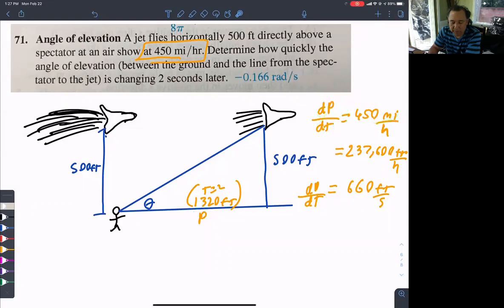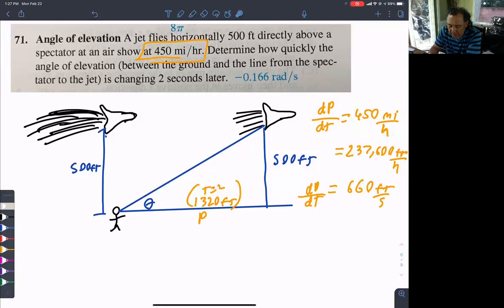But here is the problem. This is given in feet. If that's feet and that's miles, things aren't going to work out right. And so that's the first problem. The second problem, this is 2 seconds and this is hours. So in order to make my life better, I need units to be the same. So I decided to change the 450 miles per hour into feet per second.